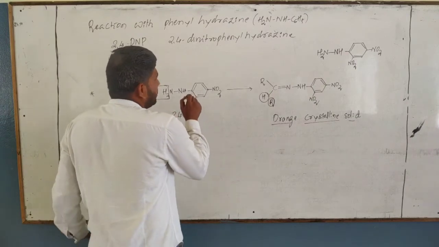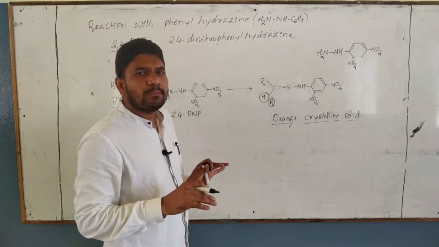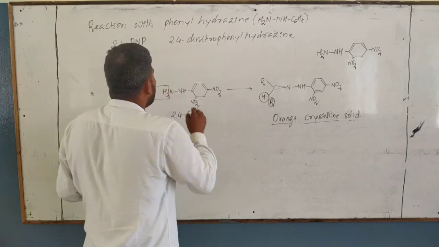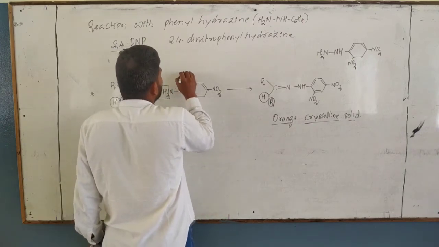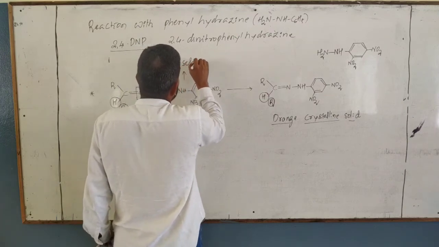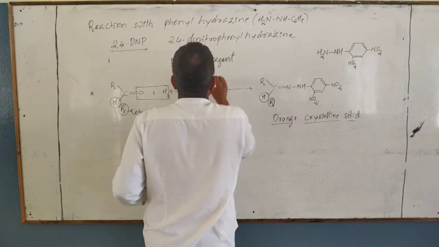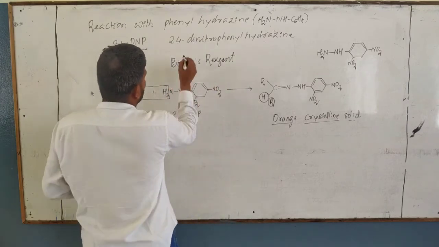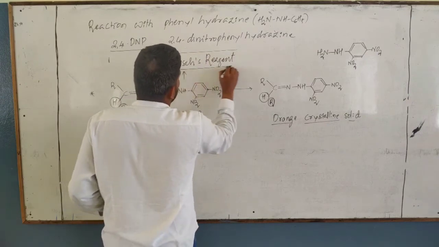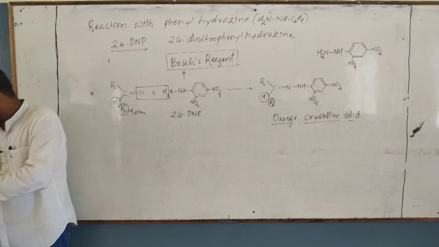Okay, that's why this is used to test what? Presence of carbonyl group in the organic compound. And this 2,4-DNP, this is known as Brady's reagent. You remember this, this is very important. This is known as Brady's reagent. Which reagent? Brady's reagent. Okay, this is very important from the point of view of the exam. You need to remember these things. Okay.